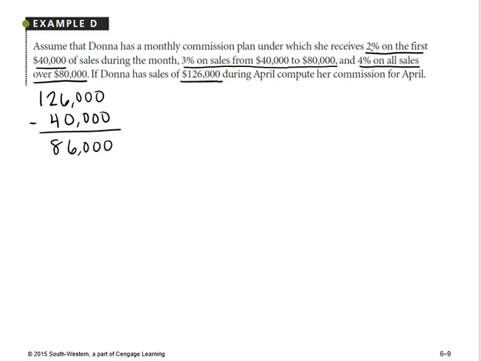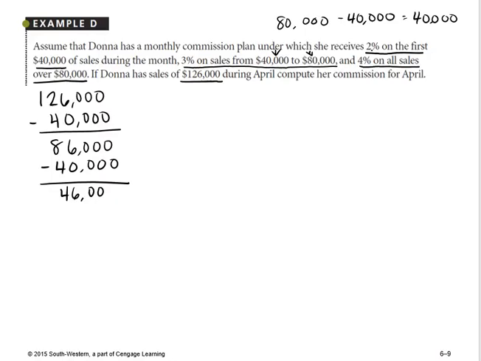But next I have to figure out the amount she's going to earn 3% on. So what I'm going to do here is take this $80,000 and subtract $40,000. This gives me $40,000. So I'm going to subtract $40,000 here. This leaves me with $46,000.